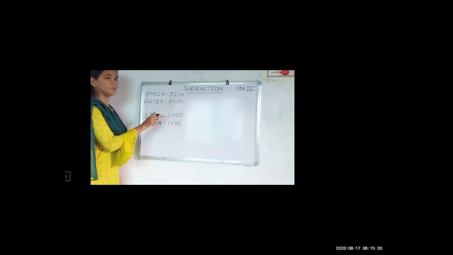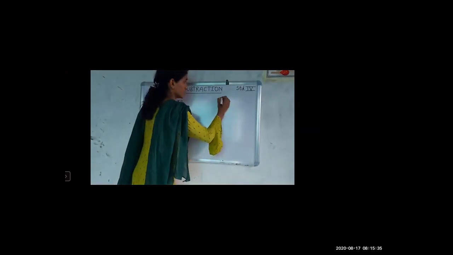So here I have written some examples. One by one, we are going to solve them on the board, so let's get started. First example is 4526 minus 3214. So let's start this example. Units, tens, hundreds, thousands.